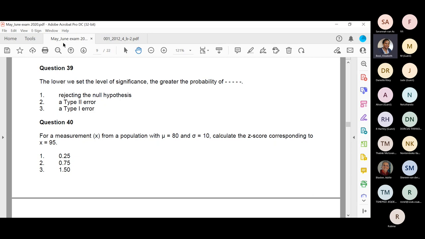So looking at your question, when we said the lower we set the level of significance, there will be the greater probability of one, rejecting the null hypothesis, a type 2 error, or a type 1 error. Those are the three options that we have. And I think it will be number one, because a lower level of significance indicates stronger chances that you will be rejecting your null hypothesis.